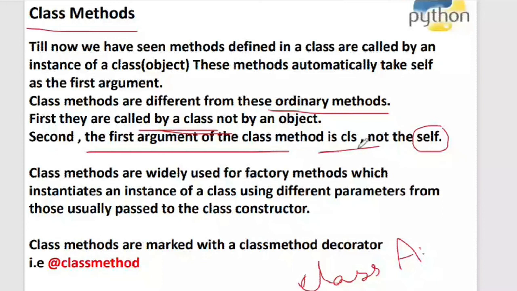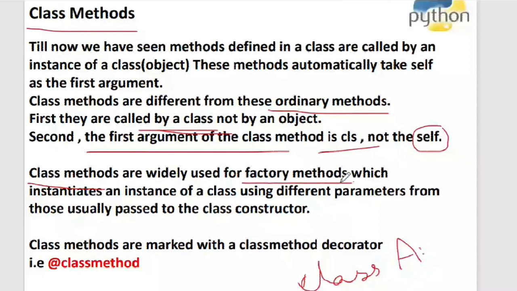Whatever is common across the objects, that code you can write into the methods. So what are class methods widely used for? They are used for factory methods. What are factory methods? They instantiate an instance of a class using different parameters from those usually passed to a class constructor. So it is similar to the class constructor.